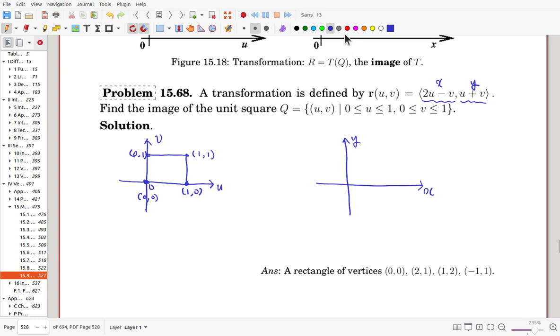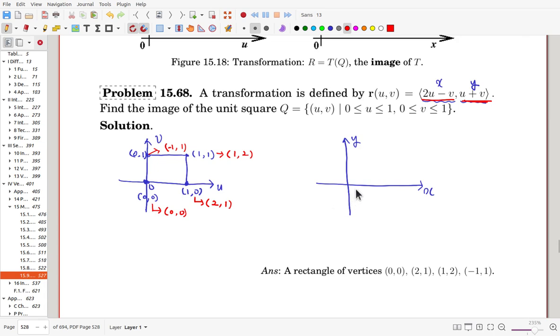For these 4 points, the transformation is given in this way. Here u and v are 0, then the first component will go to 0, and the second component again 0. Now u is 1, v is 0, then it will go to 2 and 1. Now u is 1, v is 1, then the first component is 1 and the second component will be 2. How about the last point, 0, 1? Then the first component is minus 1, and the second is 1.